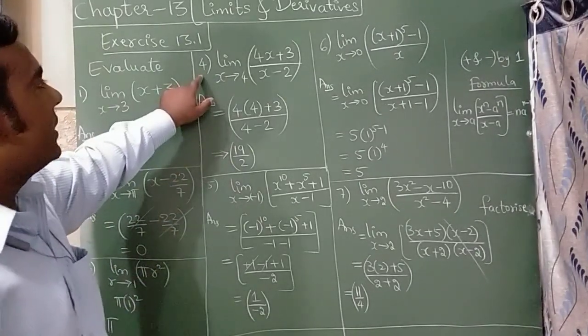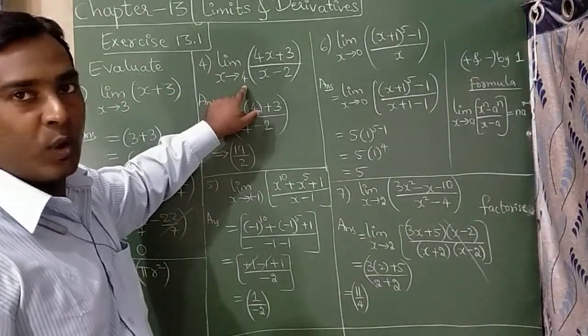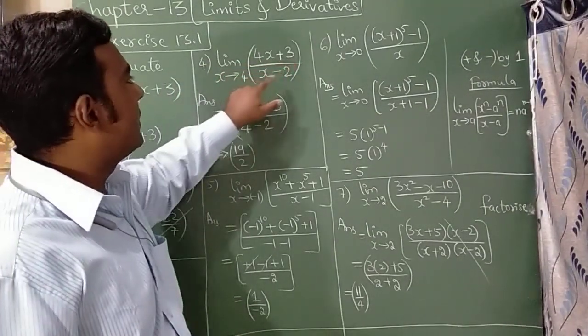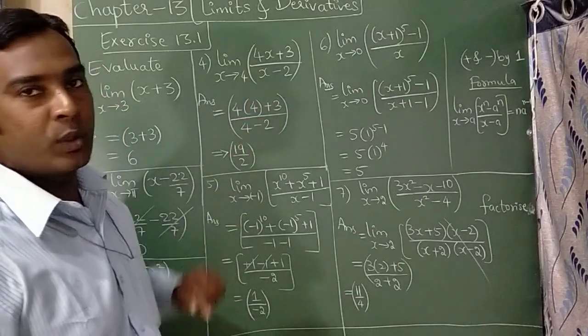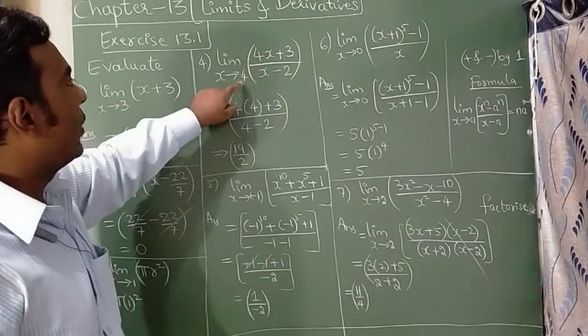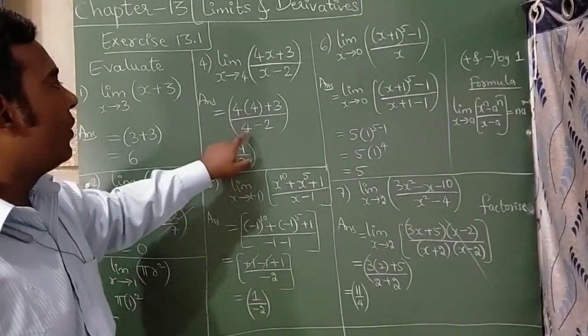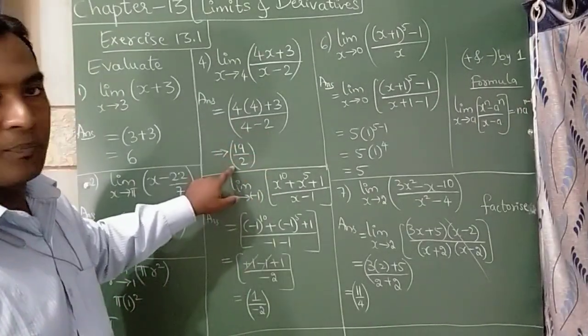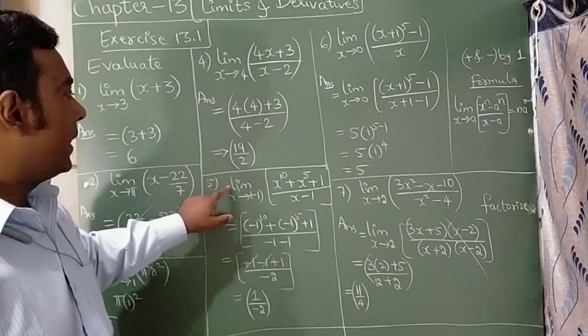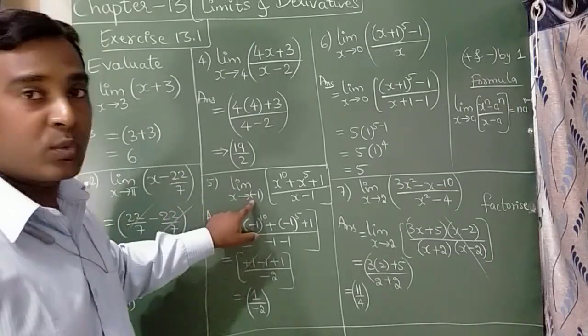The fourth question is limit x tends to 4, 4x plus 3 divided by x minus 2. Where there is an x, I am going to substitute 4. 4 4s are 16 plus 3 is 19. 4 minus 2 is 2.